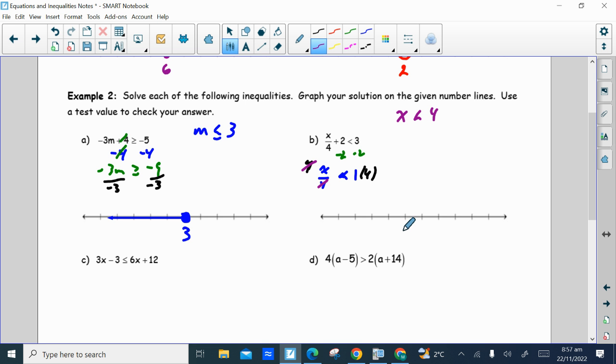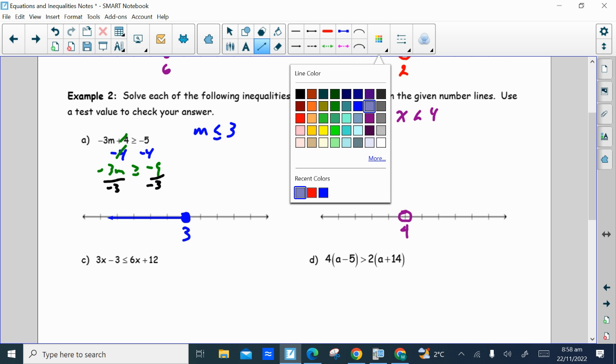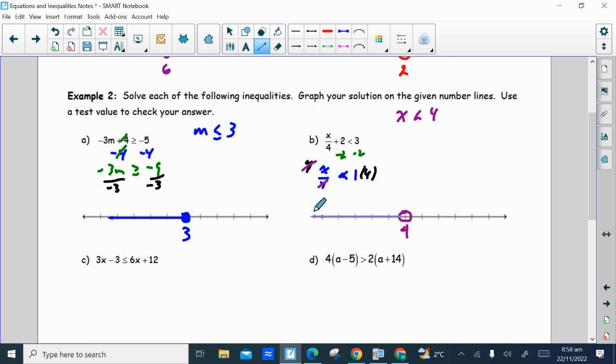So if we show that on our number line, we'll put 4 in the middle, open dot, because x is less than, not equal to, and we're going to have a line that goes off to the left, again, because it's less than. So to check that, if we use a number less than 4, like, let's use 0, just because I'm dividing by 4. 0 divided by 4 is 0, plus 2 is 2, that is less than 3.